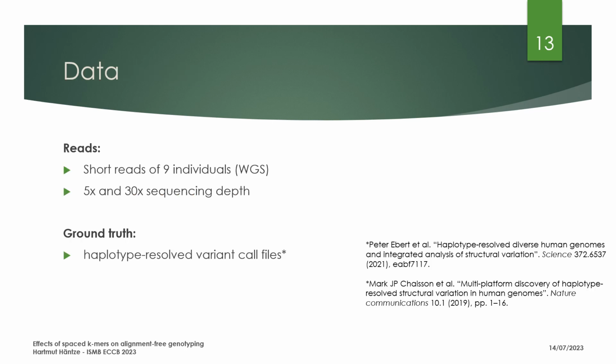We evaluate our program on reads from 9 individuals from the NCBI Sequence Read Archive. We have the reads in 5 and 30-fold sequencing depth. They are all short NGS data with 150 base pairs length. Our ground truth is going to be haplotype-resolved variant call files for all of these 9 individuals, which originate from these two papers I mentioned here.